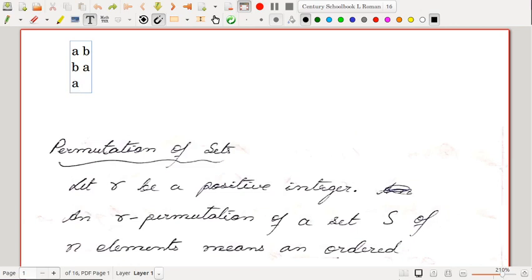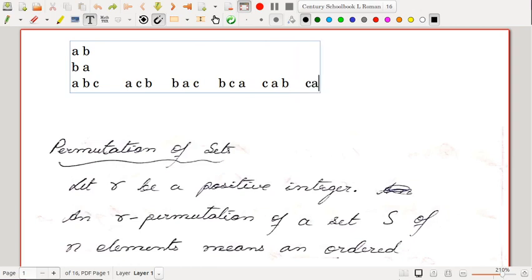Suppose you have three distinct objects, then A, B, C is one arrangement. Another arrangement is A, C, B. Another is B first, then A, then C. Another is B, C, then A. Another is C first, then A, then B. And another is C first, then B, then A. So if there are three objects, the number of arrangements is quite large. There are six ways we can arrange these objects.